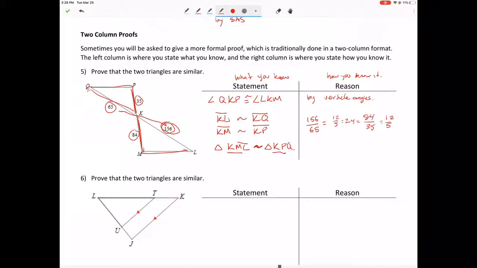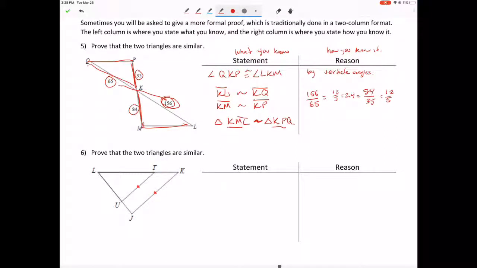Okay, so all right, so see if you can do 6 by yourself. Think about it for a little bit, and you can pause if you need, and we'll go and finish the rest.